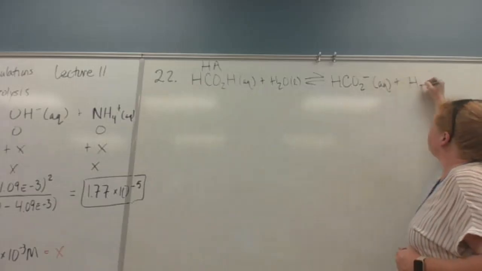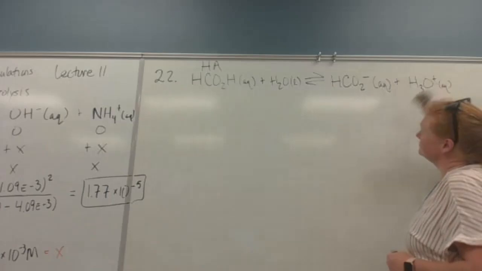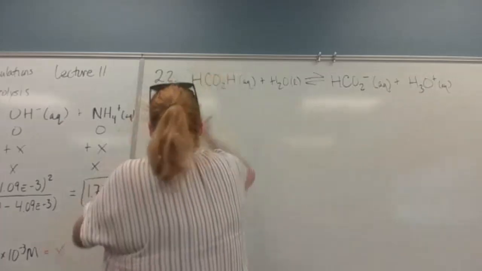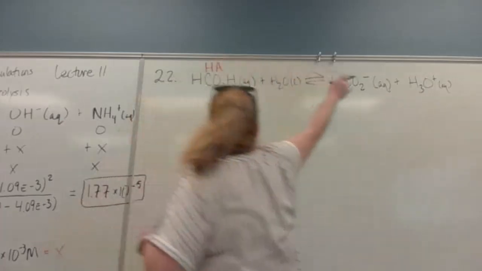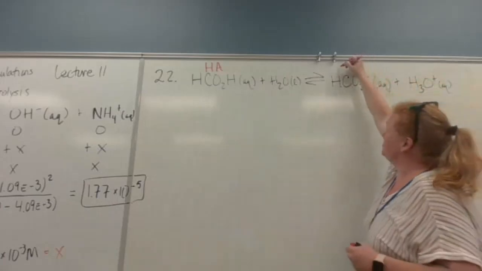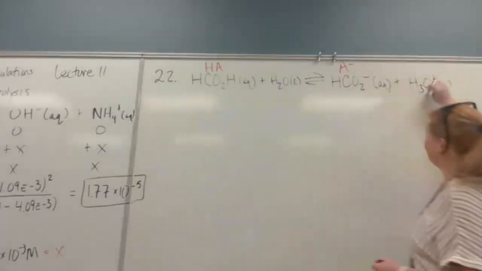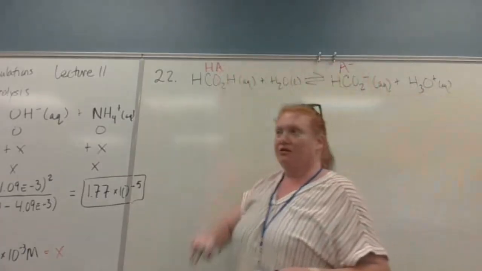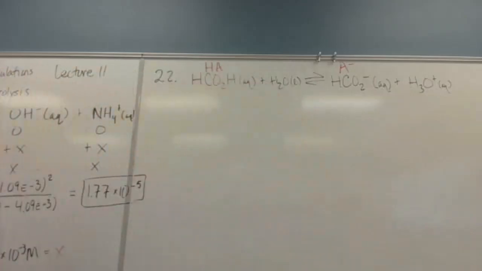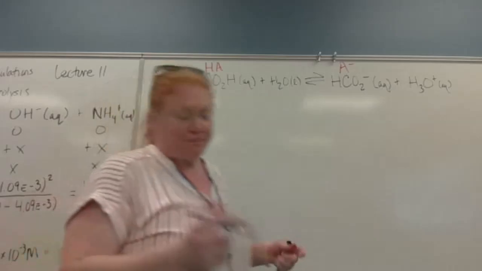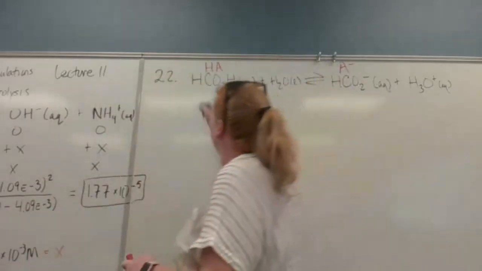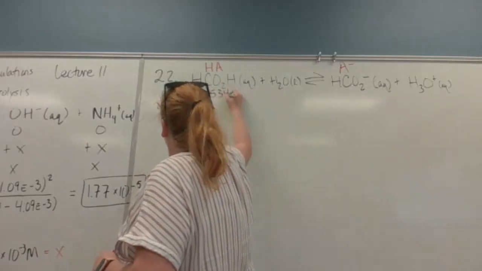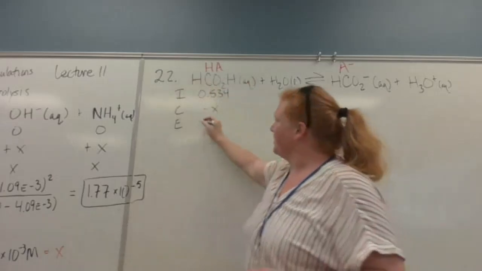We'll talk about that later. Okay, if you were using the HA format, what would be your generic symbols that you would be writing over here? This would just be A minus. This is still H3O plus. You still have water and H3O plus. You can just shorthand HA for the weak acid and A minus for its conjugate, if you want to. 0.534. It's going to decrease by X.